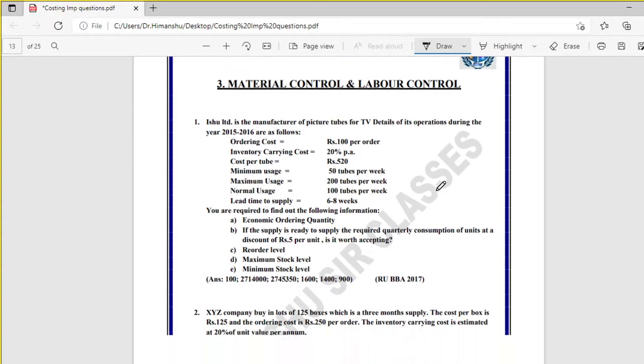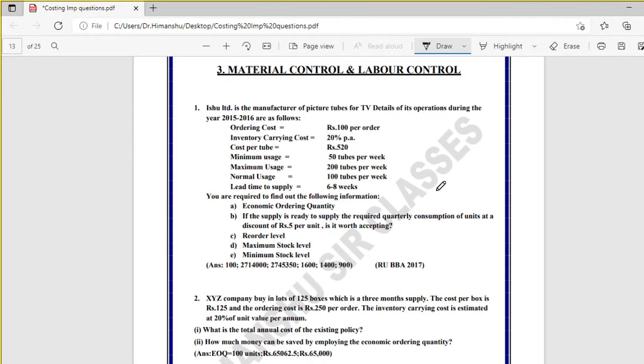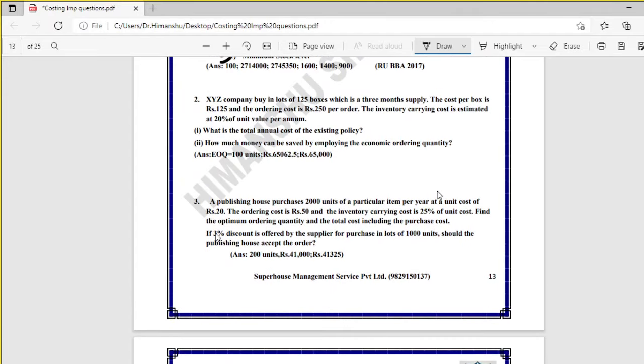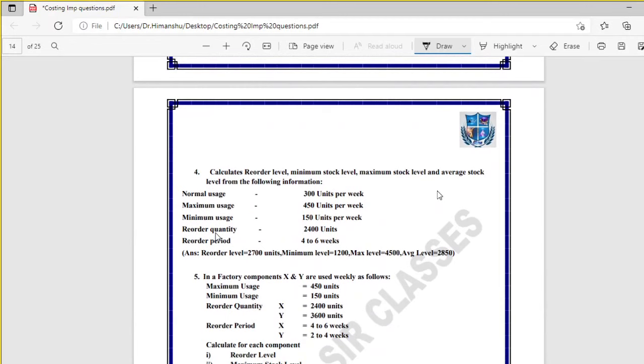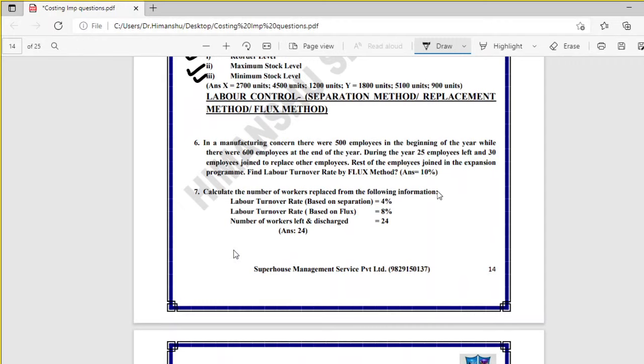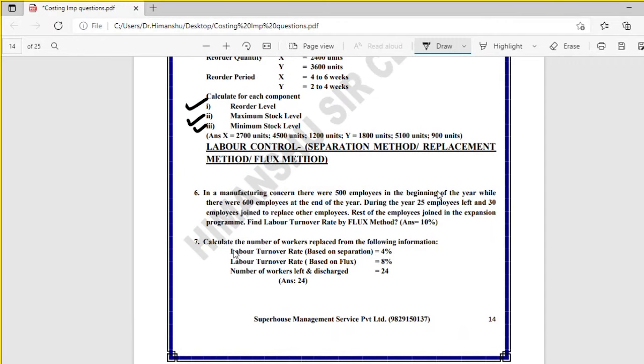Material control, labor control, calculation of various stock levels, EOQ. This is a nice problem comprising economic ordering quantity as well as the various stock levels and the proposal whether you have to accept it or reject it. Again, various stock levels. We have had questions on various stock levels, and in labor control, flux method, separation method and replacement method.